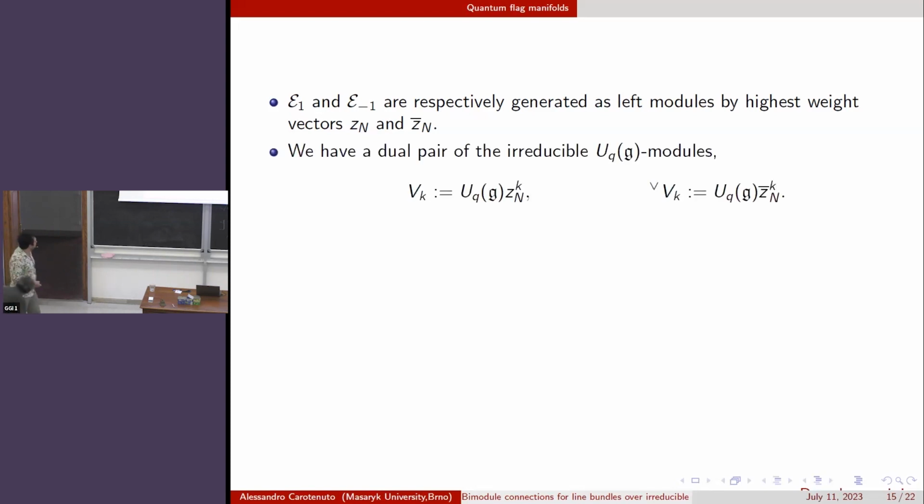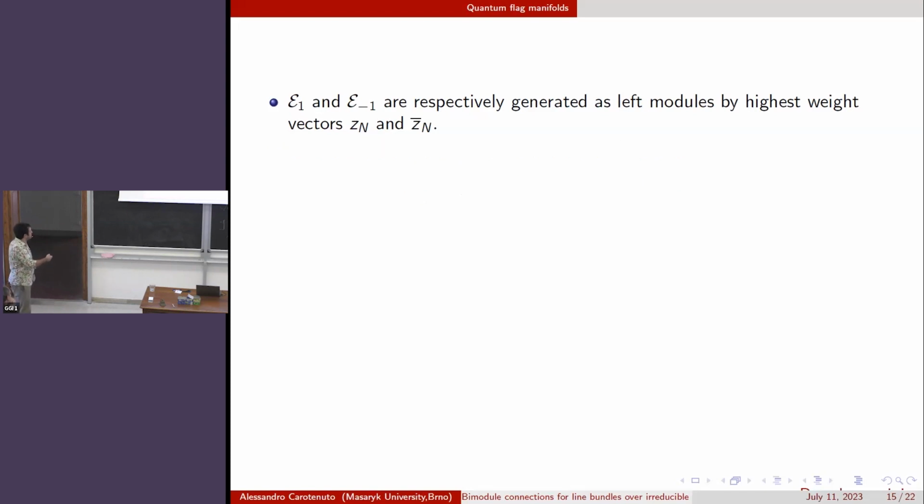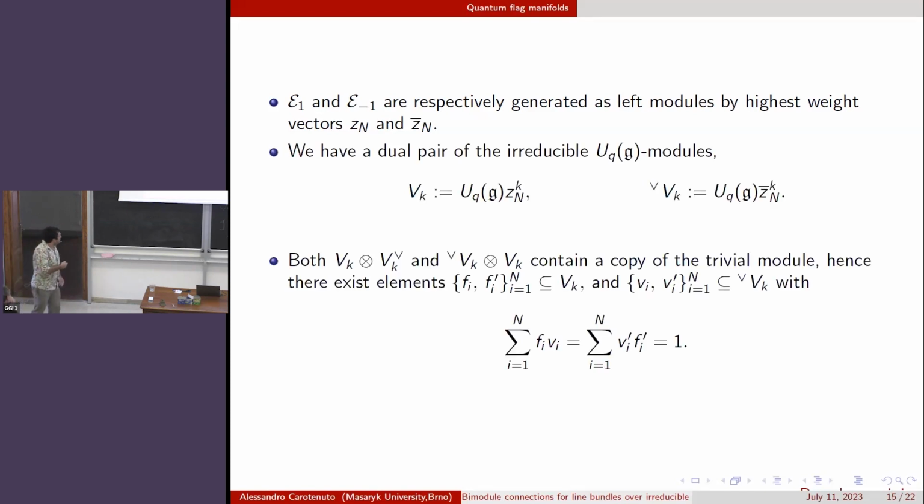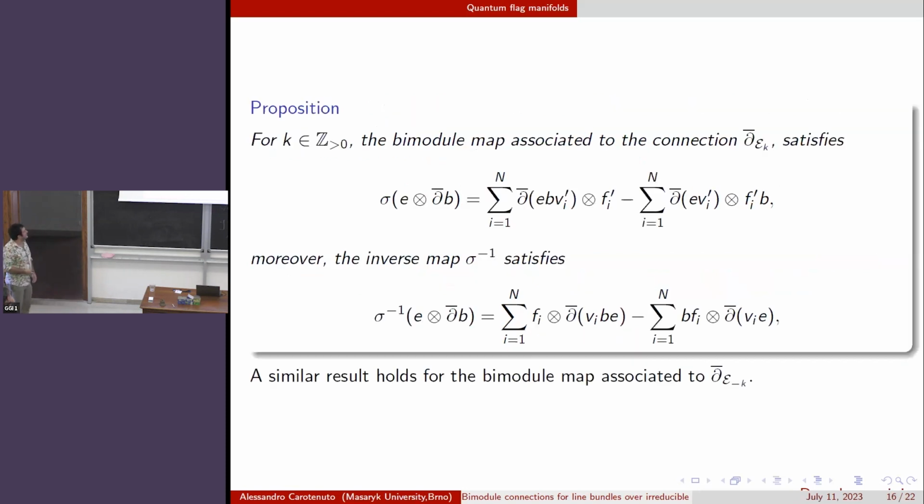We have two highest weight vectors that generate E_1 and E_{-1}, and we can produce from these two a dual pair of irreducible U_q(g) modules just by multiplying on the left by U_q(g). And since these two are dual, their tensor product will contain a copy of the trivial module. This means that we can find a pair of elements such that the sum of these products is equal to 1.